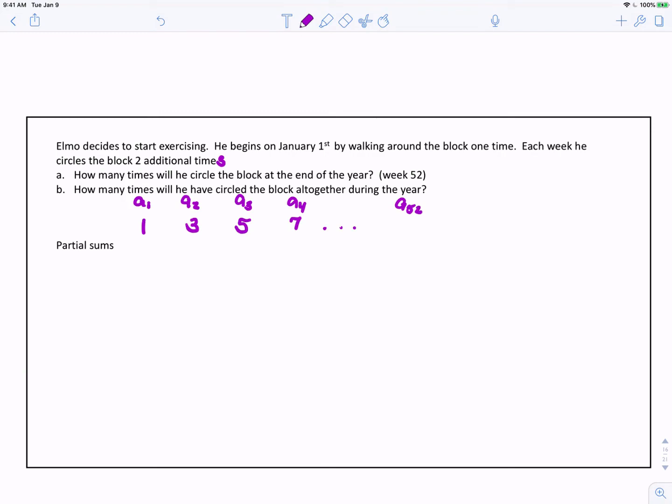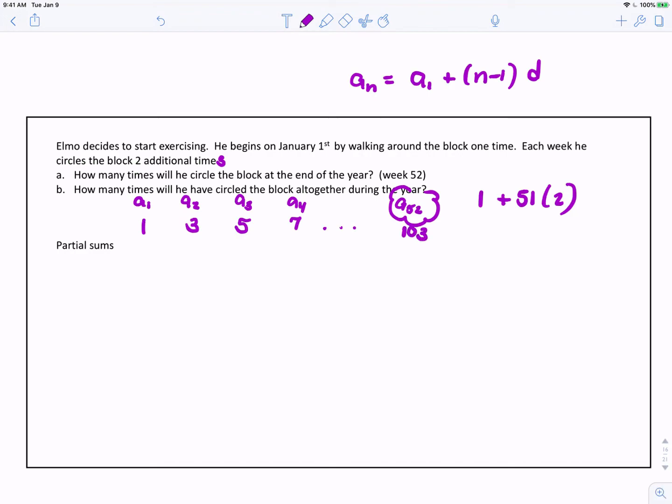Well, we can answer that question because we know about arithmetic sequences. So a sub n is equal to a sub 1 plus n minus 1 times the common difference. So I can answer this question that by the end of the year, he will circle the block 1 plus 51 times 2, which is the common difference. So we can add that up, 51 times 2 plus 1. At the end of the year, he'll be walking around the block 103 times.